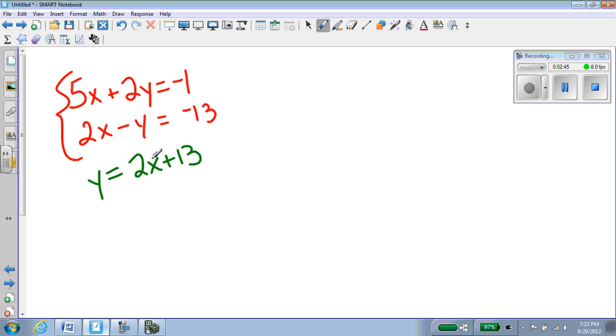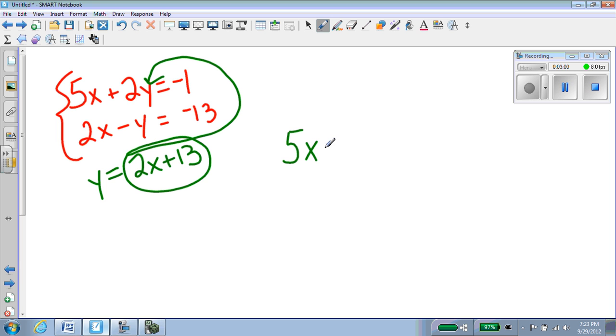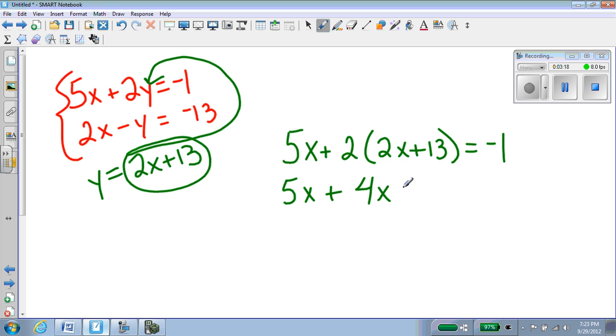So if y is the same as 2x plus 13, then I'm going to put 2x plus 13 in the other equation for y. So I'm going to get 5x plus 2 times, not y, but 2x plus 13, equals negative 1. So I'm going to get 5x plus 4x plus 26 equals negative 1. So 9x plus 26 equals negative 1.